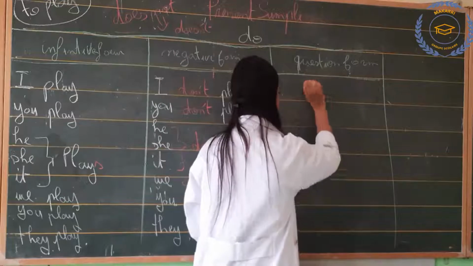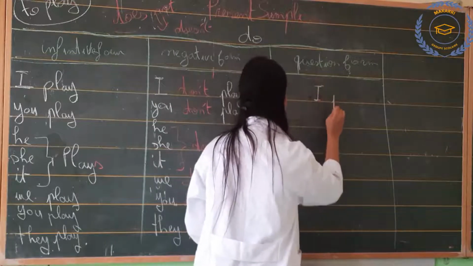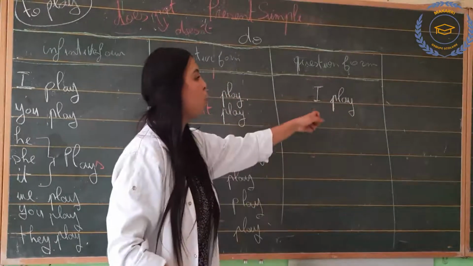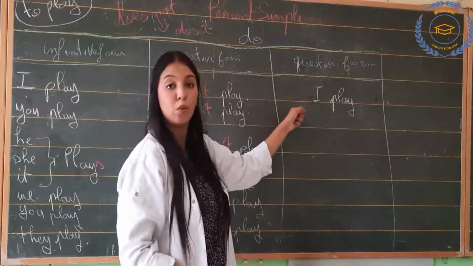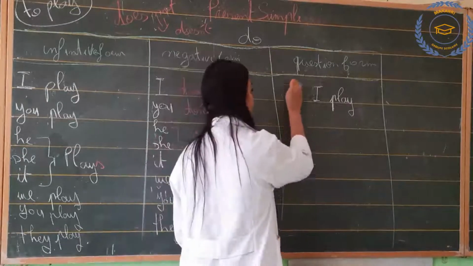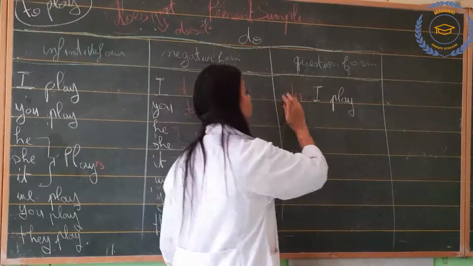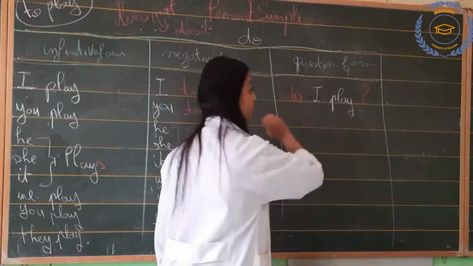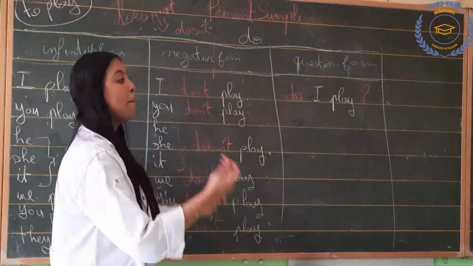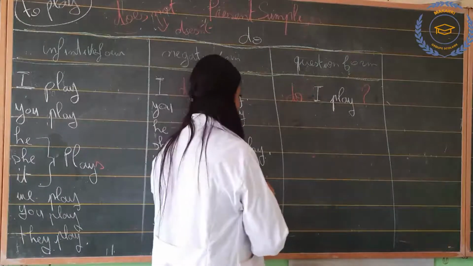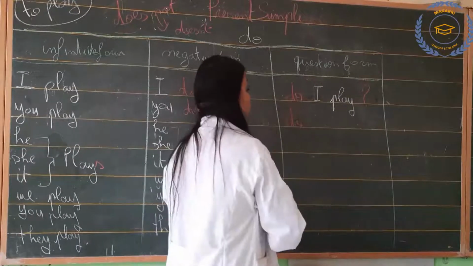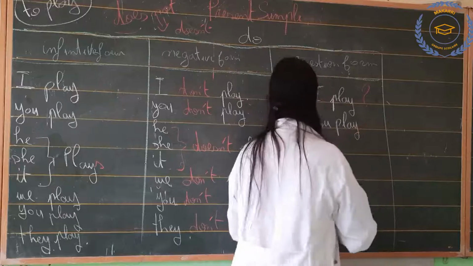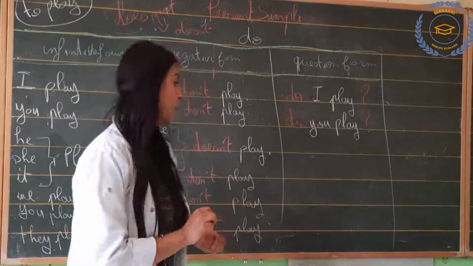Let's write them with I play here. We want a question, so we have to add do to the beginning, before the subject. Do I play? And don't forget the question mark to show that it's a question. Do I play? Do you play?